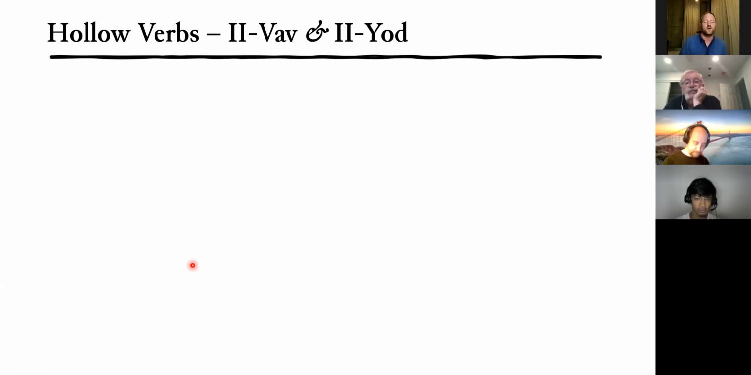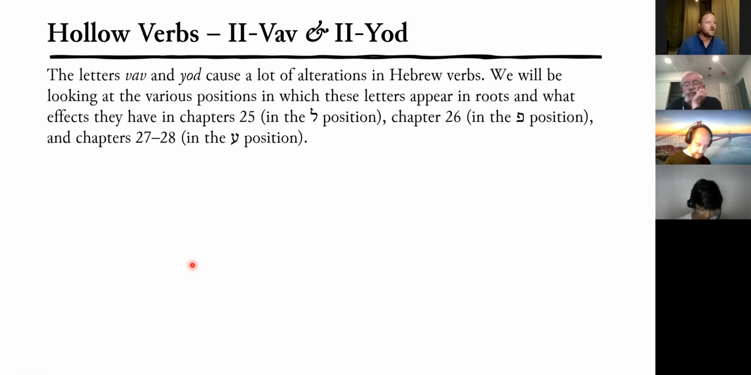Second vav and second yod, these are the best. We call them hollow verbs. They're hollow because there are two real consonants, and in the middle there's one that disappears. So it's like hollow. There's nothing in the middle. The letters vav and yod cause a lot of alternations in Hebrew verbs. We'll be looking at the various positions in which these letters appear in roots and what effects they have in chapters 25, which is lamed yod or lamed vav, 26, which is pei yod or pei vav, and 27 to 28, which is ayin yod and ayin vav. That's really a chapter on the middle weak. Middle weak and hollow are the same.